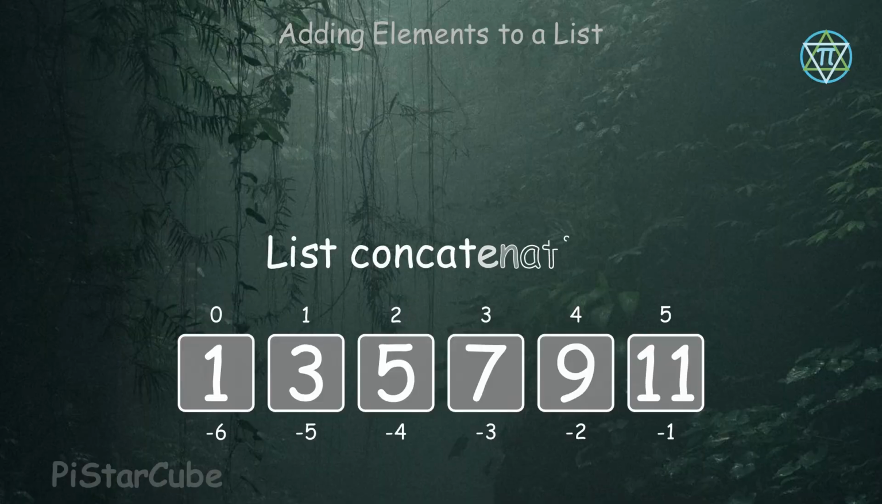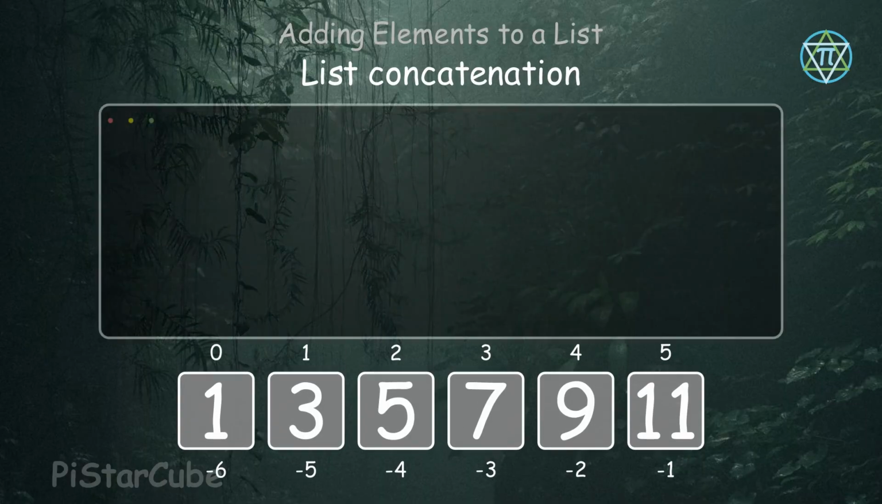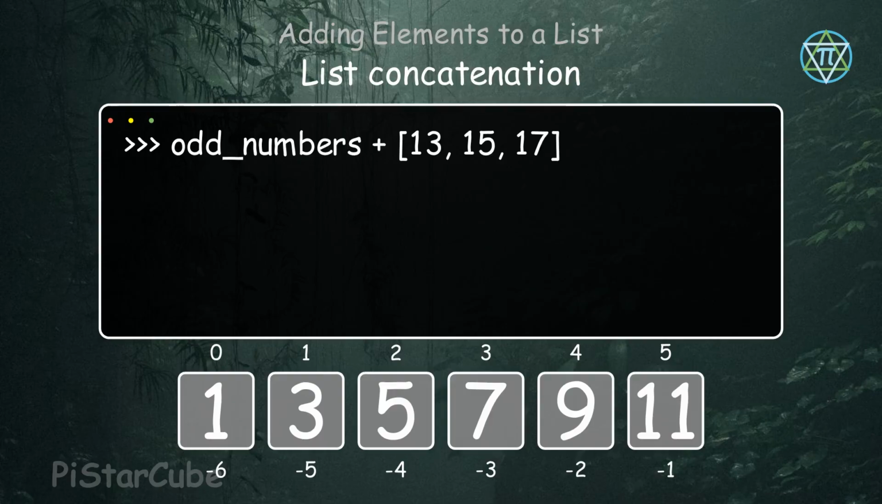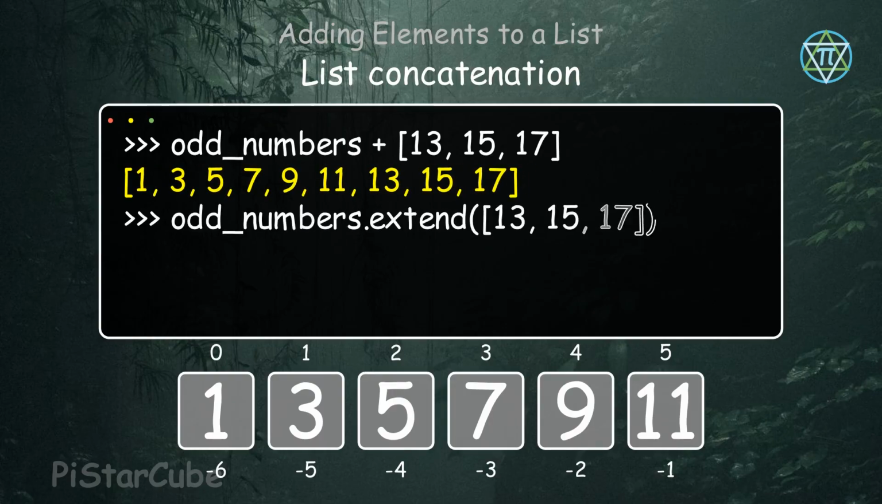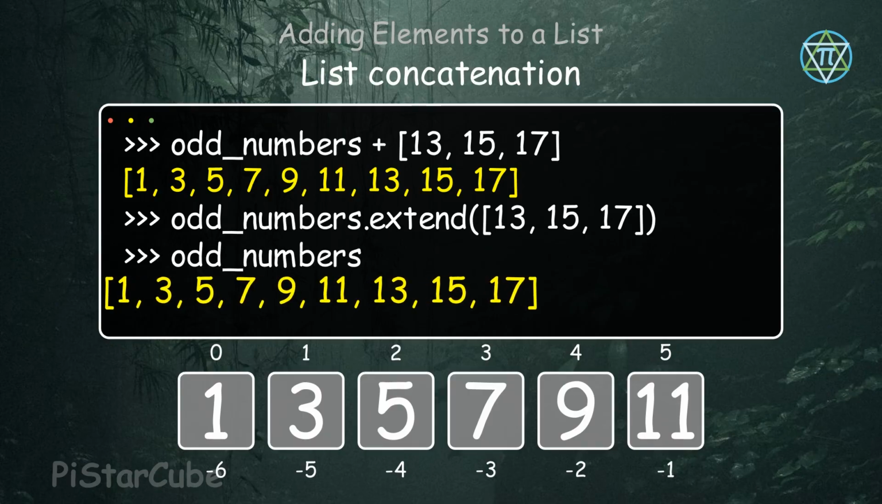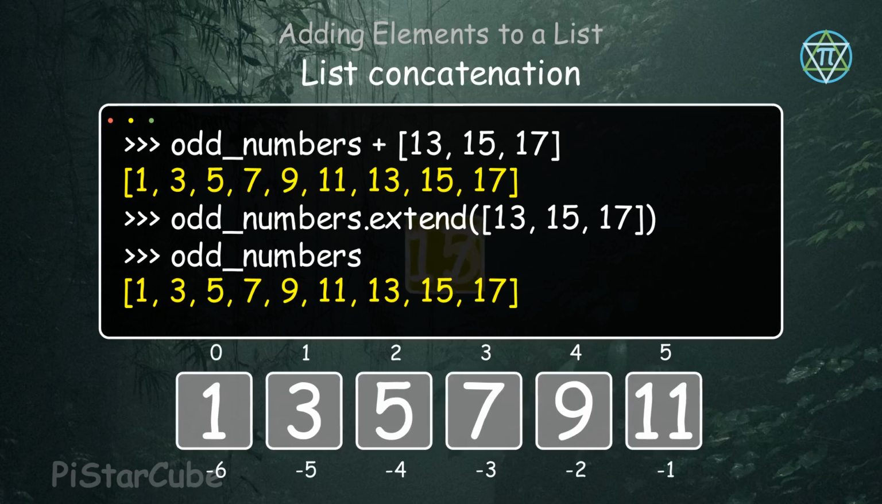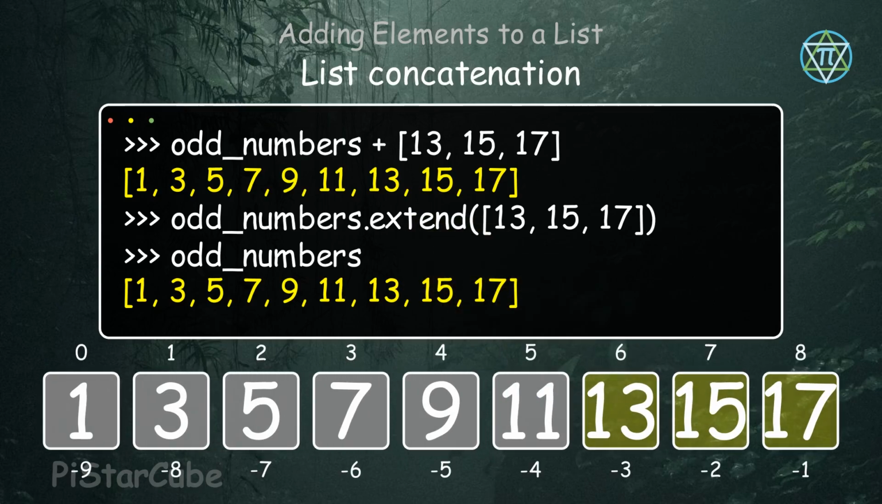Let's look at how to combine lists. Using the plus operator, we can concatenate another list to create a new list. To add elements to the existing list, we use the extend method. odd_numbers.extend, and the elements are added to the end of the list, as you see on the screen.